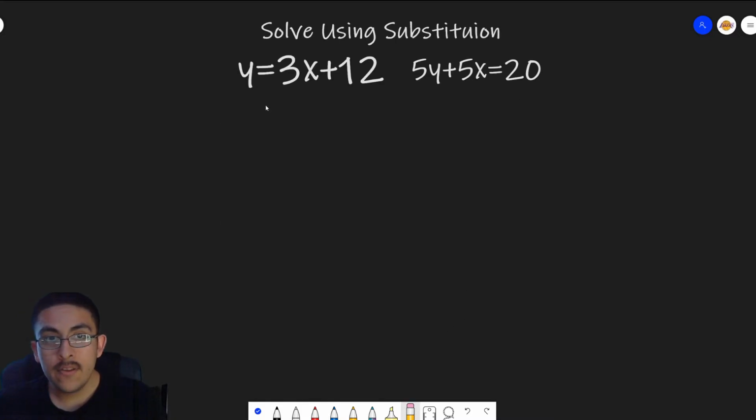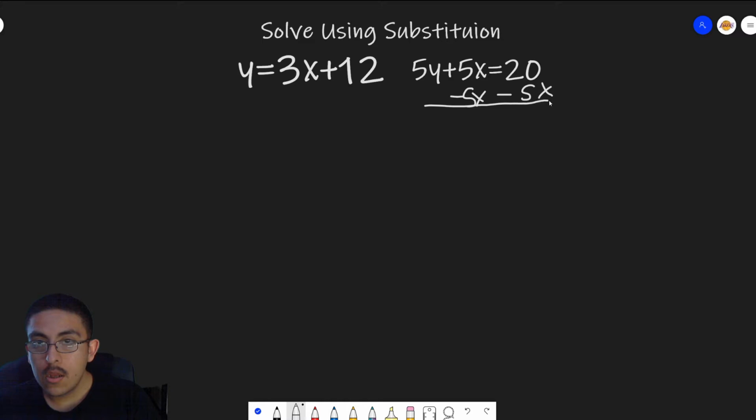Now we're trying to solve this system of equations. This is already in slope-intercept form, so we can leave this alone. But this one isn't. So remember, we have to isolate the y. In order to do that, let me get a pen. We could subtract 5x from both sides, and that gives us 5y, don't forget the 5, I almost did, equals 20 minus 5x. These could cancel, and then we're almost done.